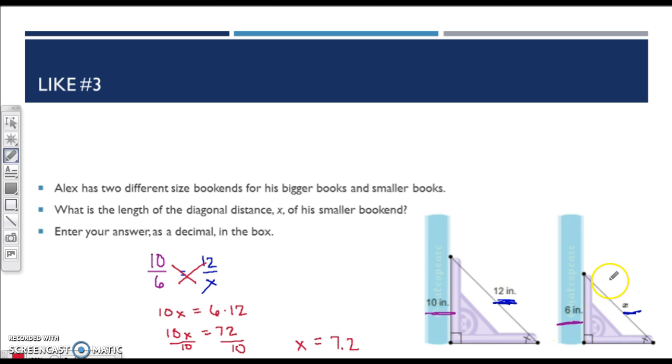Now remember, in this case, we're looking at a distance from here to here. And so we are measuring in inches.